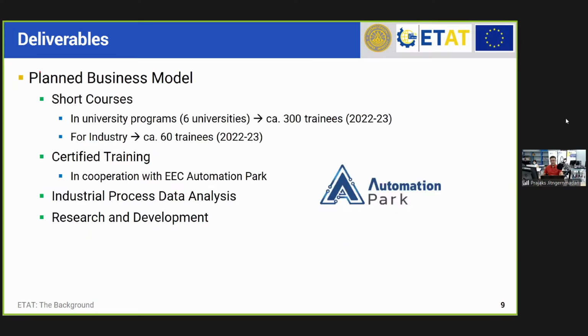So our business plan is that we plan to have short courses, especially for the industry and, of course, for the university programs or curricula that we have.